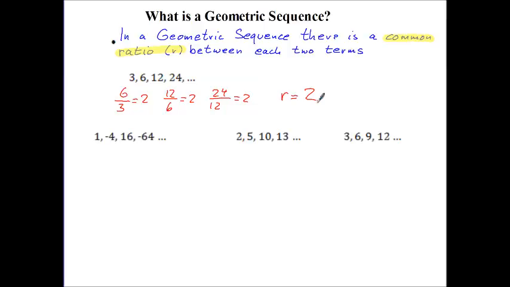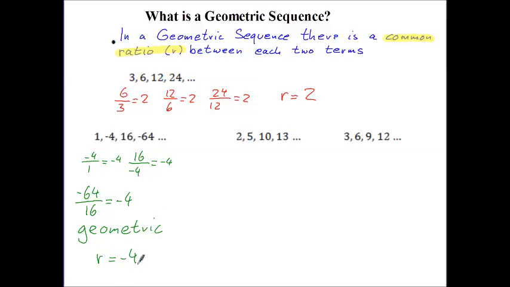So let's look at a couple more examples and see whether they are geometric sequences, maybe arithmetic sequences, or whether they're neither. We're going to first try out if this is a geometric sequence. So negative 4 divided by 1 is negative 4. 16 divided by negative 4 is also negative 4. Oh, we might be onto something. Negative 64 divided by 16 is again negative 4. And so, yes, this is a geometric sequence, and the ratio r is negative 4.